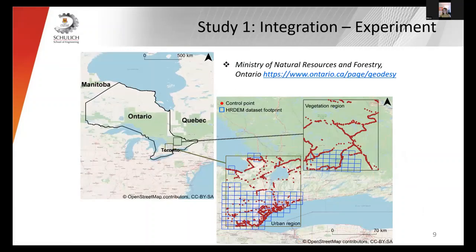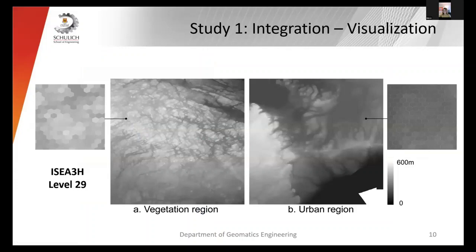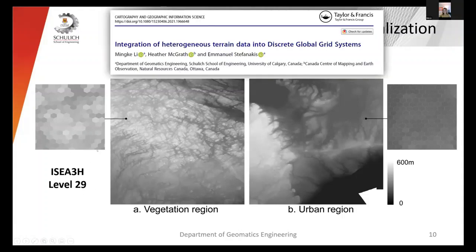We did experiments in two study areas in Ontario, Canada. As you can notice here, the blue rectangles are the spatial distribution of the HRDM, the high resolution DEM, and the CDEM is available everywhere. And here are the results of visualization: the integration of both data sets over the two study areas at level 29, which is the finest level in my experiment. If you would like to know more details about the methods or the results, please refer to our paper here.